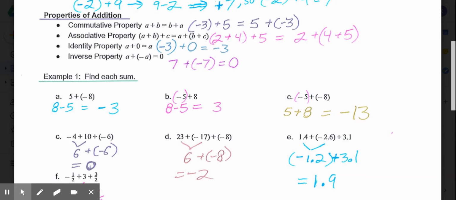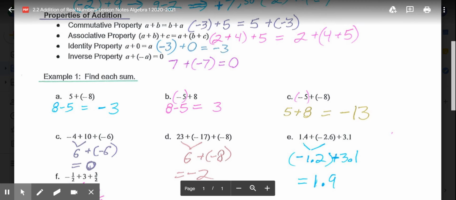Then our four properties of addition still apply even if we're dealing with integers or positives and negatives. So the first property of addition is the commutative property. Commutative property allows us to flip the order of addition. So a plus b equals b plus a. So in other words, -3 plus 5 is equal to a 5 plus a -3.